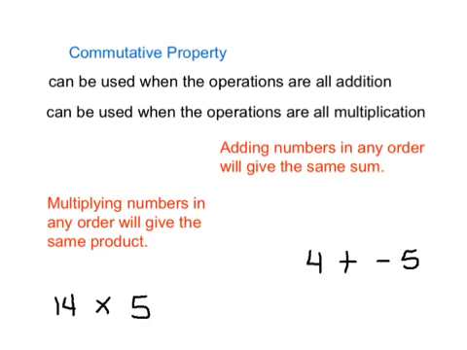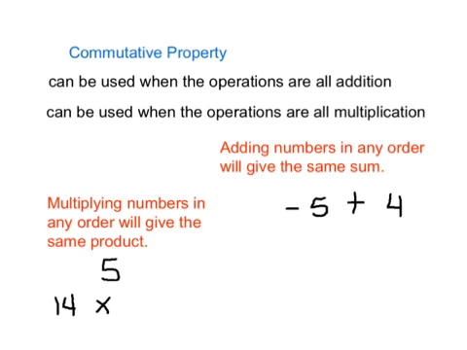And then we're going to look at the definitions. Depending on whether it's an all addition or an all multiplication problem, the definitions are: adding numbers in any order will give you the same sum, or multiplying numbers in any order will give you the same product, which means that you can take an expression such as 4 plus -5, and it would really be the same thing as -5 plus 4. You would get the same result. Similarly, in our multiplication problem, 14 times 5 would give you the same result as 5 times 14.